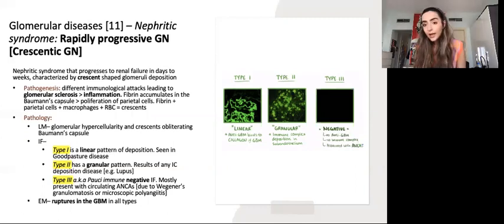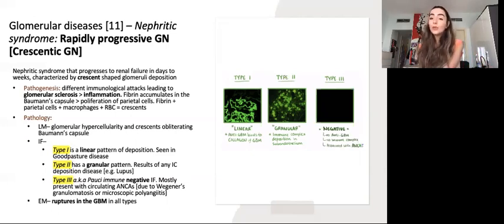So the fibrin and the thick layer of proliferated parietal cells, macrophages and red blood cells create these crescents, which can later go through sclerosis, being replaced by scar tissue, and obliterate the Bowman's capsule completely. And then this can decrease the GFR and lead to renal failure. Now, for the pathology on light microscopy, you have hypercellularity and crescents that obliterate the Bowman's capsule.